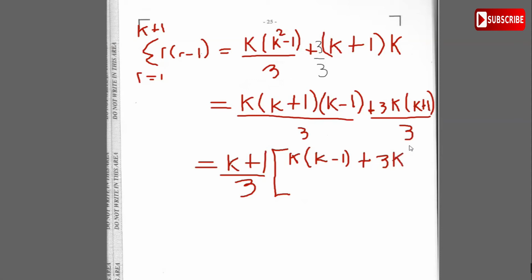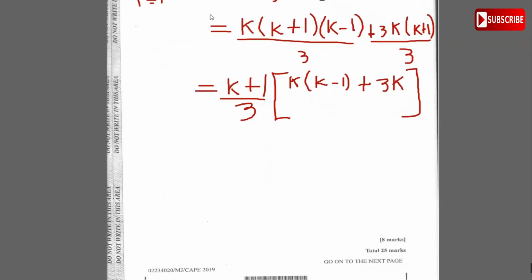You might say, sir, why didn't you factor out k? I didn't because remember, we're trying to prove something. We need to factor out what we need to factor out. So this works out to be k plus 1 over 3 into k squared minus k plus 3k, which is k squared plus 2k.